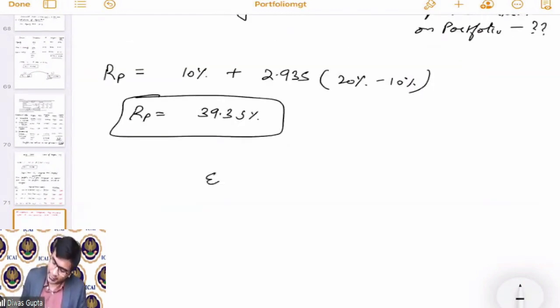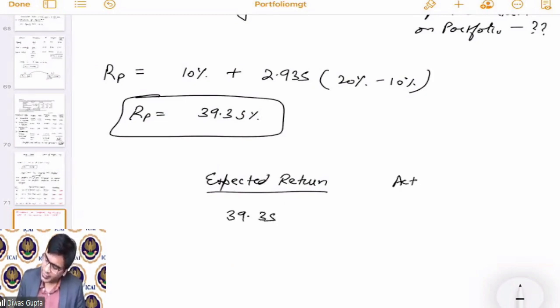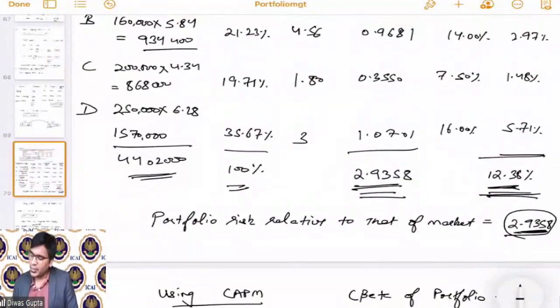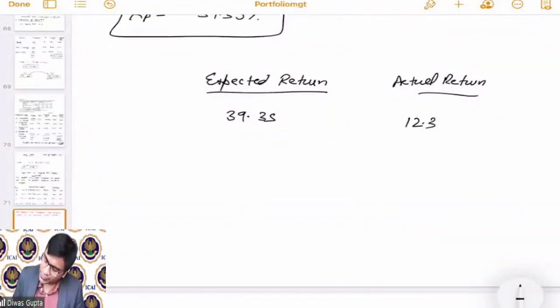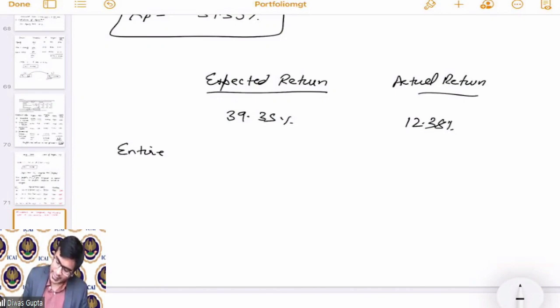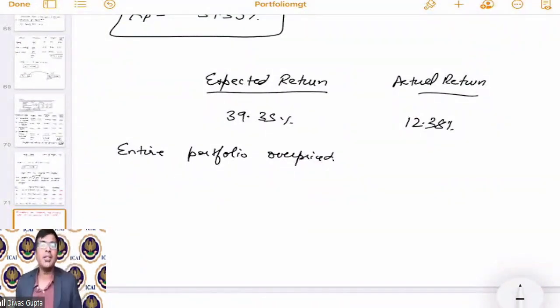So expected return is how much? 39.35. Actual return is how much? Actual return is also given, right? Actual return we have also calculated, 12.38. Correct? So this 12.38 actual return is far lesser than the expected return. That means again this entire portfolio is overpriced. So yes, then definitely there is a need to change the composition of the portfolio, correct?